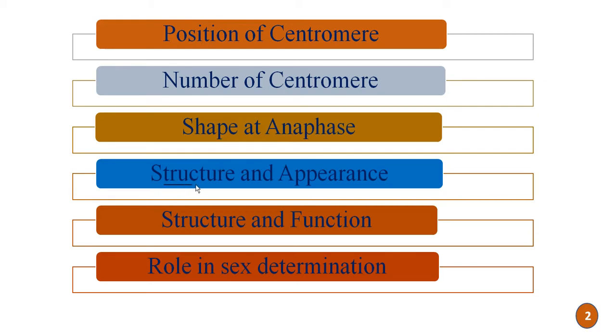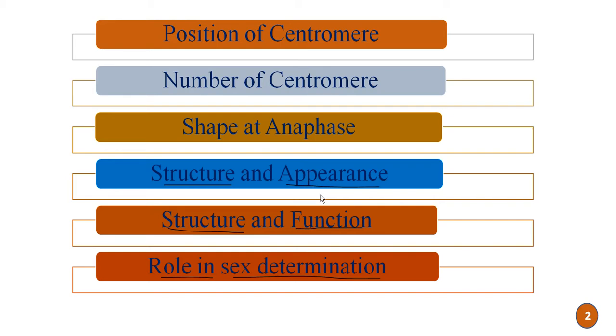Then next criteria is the structure and appearance. What is the structure and how these chromosomes appear? This is another criteria for classification of the chromosomes. Then next is the structure and function. What is their function and structure, and this is another criteria. Then last is the role in sex determination, whether these particular chromosomes have a role in sex determination or not. So these are the broader criteria on which the chromosomes have different types and classification.